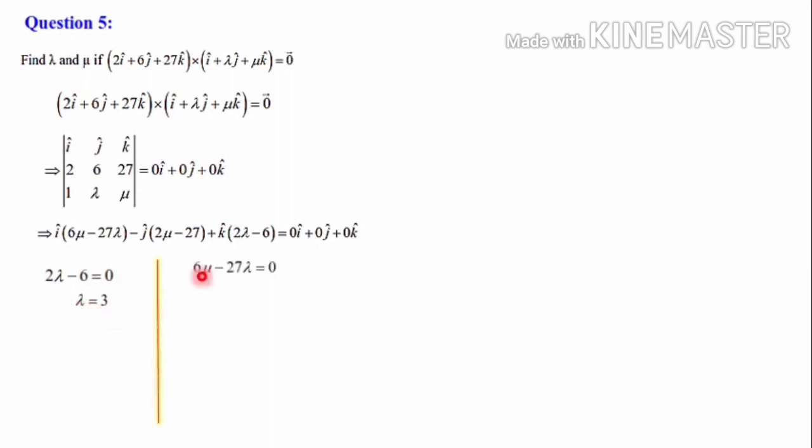Next is 6 mu minus 27 lambda. You can take this one, or the other is also not a problem, anyone. Here I am taking this one, 6 mu minus 27 lambda is equal to 0, because now we have the value of lambda. Just substitute it, 6 mu minus 27 into 3 equal to 0, lambda value is 3. Then 6 mu is equal to plus 27 into 3 when it goes to the right side. From here mu is equal to 27 into 3 by 6, and 3 can be cancelled two times, so 27 by 2 is the answer. So here we have lambda as 3 and mu as 27 by 2.